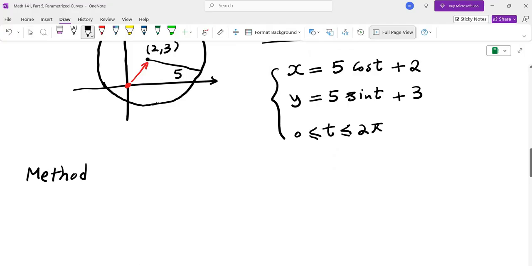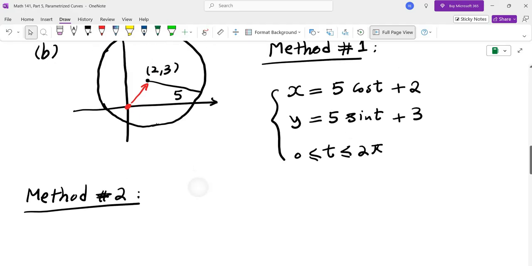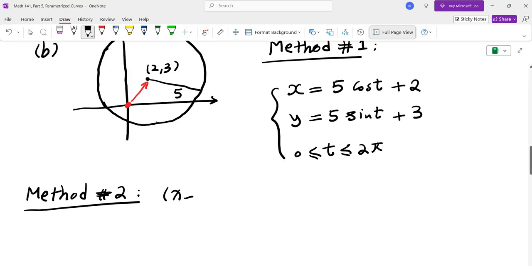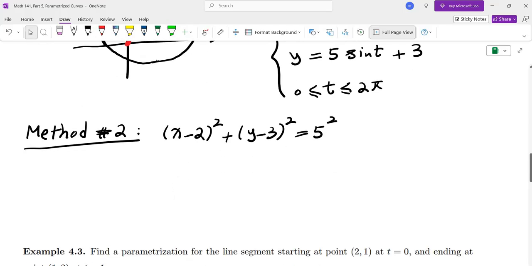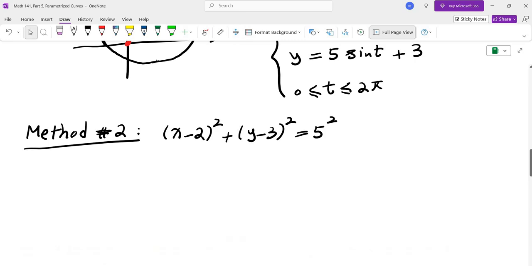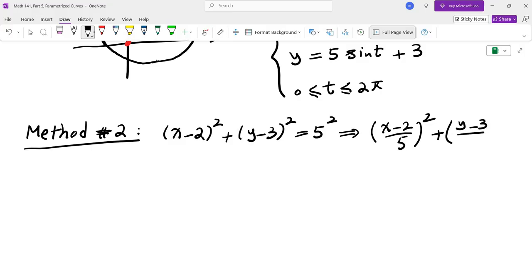The second method, which some students may like better, is to write down the equation first. So the equation is (x minus 2) squared plus (y minus 3) squared equals 5 squared. This is the equation of the circle of radius 5 centered at (2, 3). Then we can write this as ((x minus 2) over 5) squared plus ((y minus 3) over 5) squared equals 1.